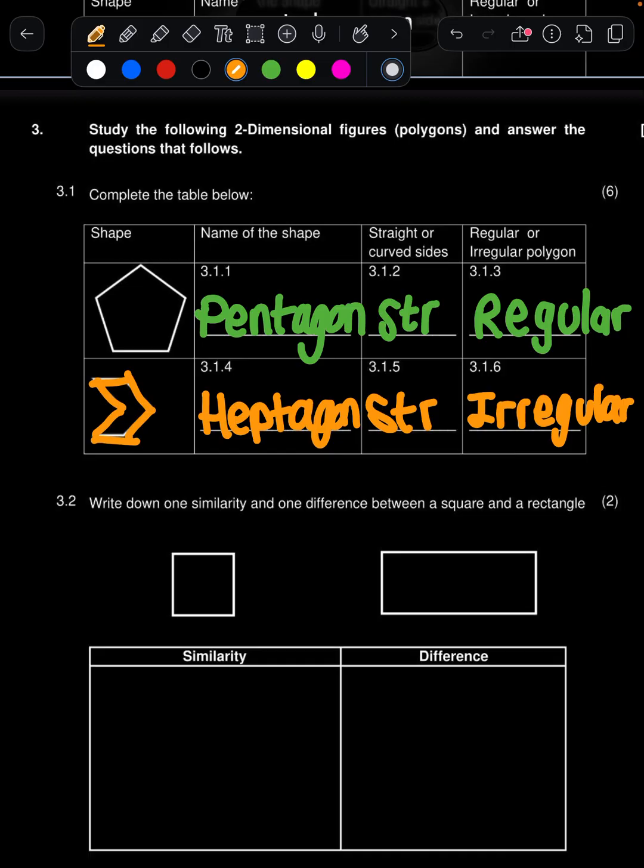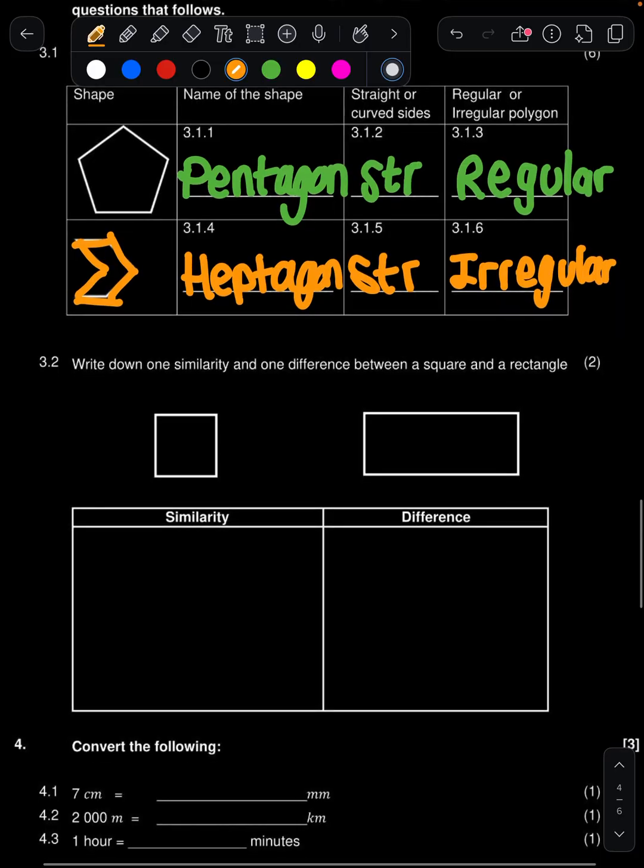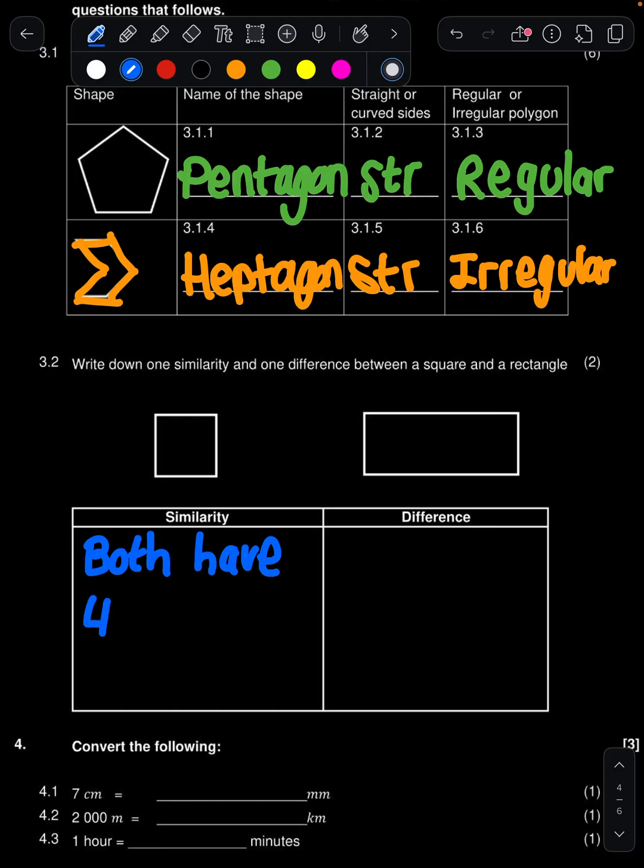Write down one similarity and one difference between a square and a rectangle. Not too difficult. So one similarity is both have 4 sides. You could say 4 sides, 4 corners. They both have straight sides. They are both regular polygons.